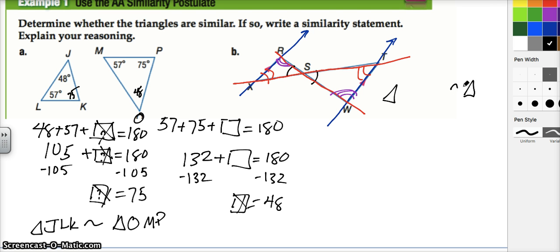And so what triangles are similar? I will tell you. So let's start off with SXR. There we go. SXR. And then I'm going to do single, double, triple. So I'll do STW. Beautiful.